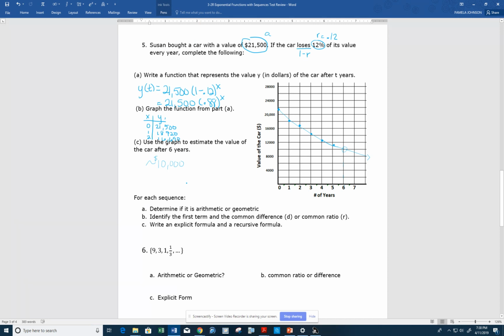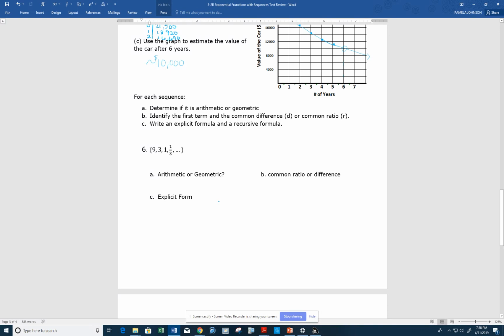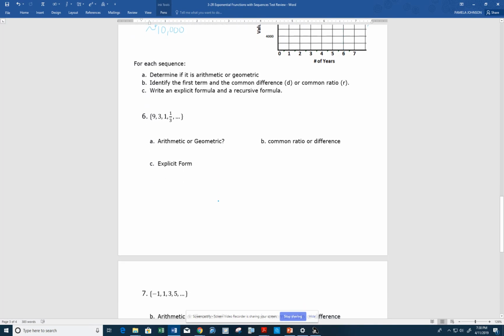So let's look at the next set of questions. We're talking about sequences now. So for each sequence, we're going to figure out if it's arithmetic or geometric. We're going to identify the first term and either the common difference or common ratio. And then we're going to write an explicit formula. It asks for a recursive formula, but we're not going to worry about writing that. I do want to make sure you understand the explicit formula.